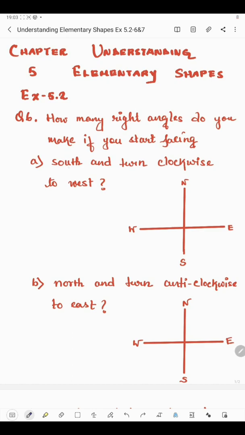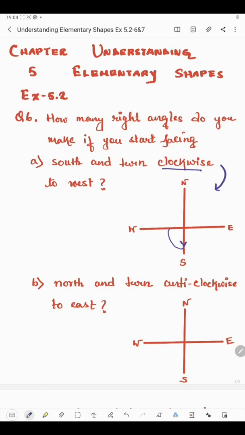Now first part says we are facing south, that means here we are, and turn clockwise. Clockwise means like this, the way the hands of a clock rotate. So if you are facing south and turn clockwise, we will go in this way to west, like this. That means how many right angles do you make if we are facing south and going to west?